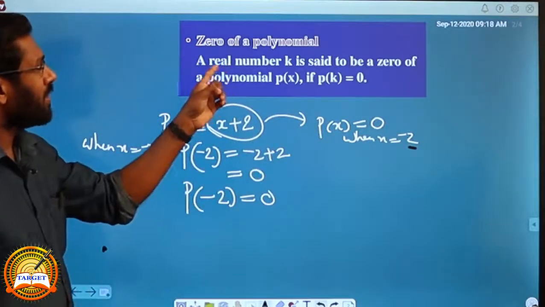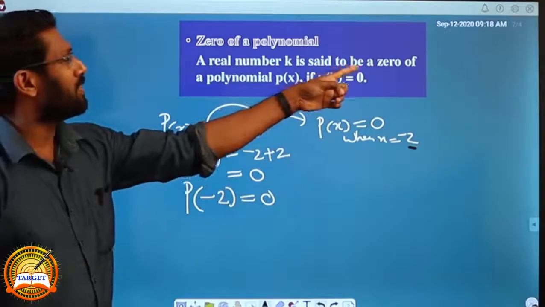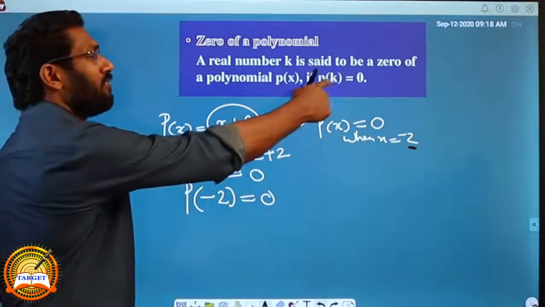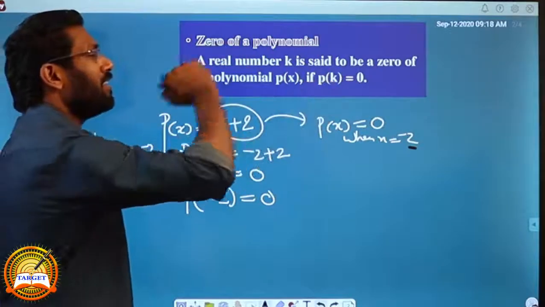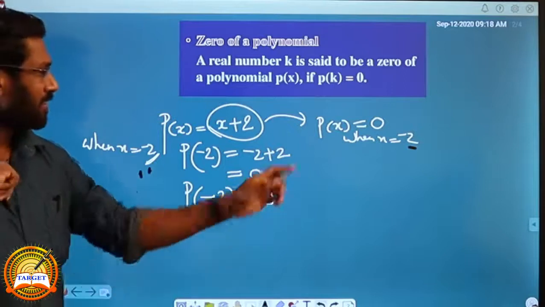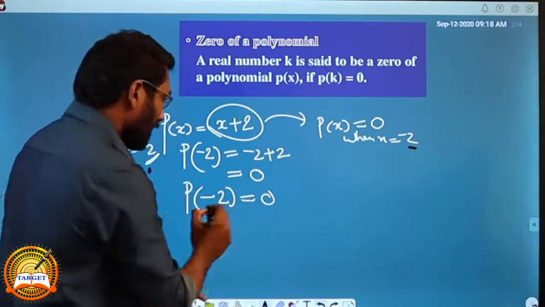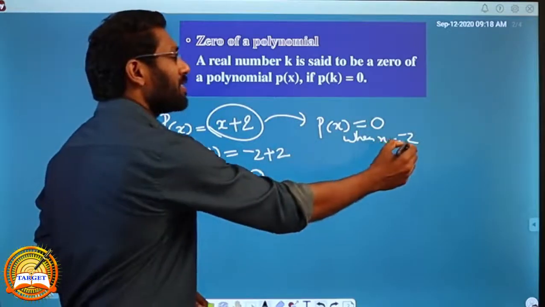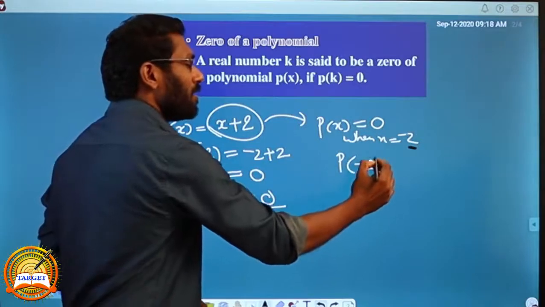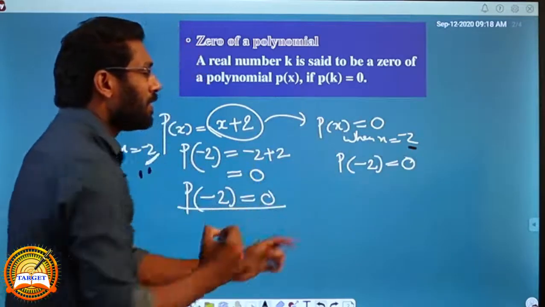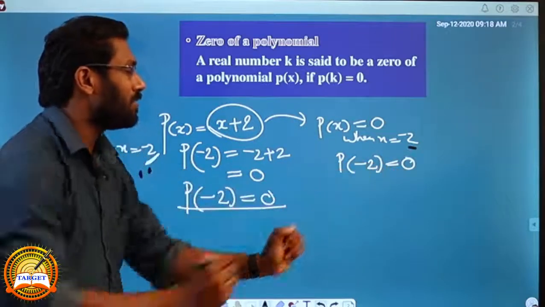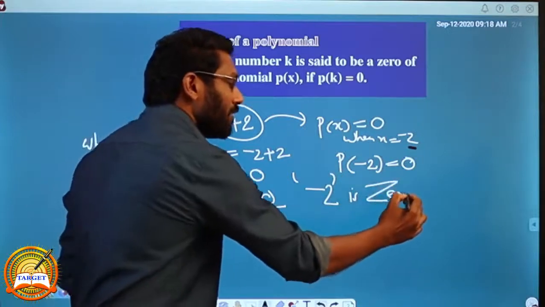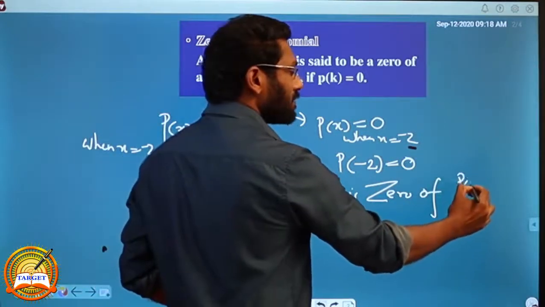So look at the definition once again. A real number k is said to be 0 of a polynomial p of x if p of k equals 0. If p of k equals 0, then k is called the 0 of the polynomial. Here p of -2 equals 0. When we give x is equal to -2, the polynomial's value p of -2 becomes 0. If p of -2 became 0, then we can say that -2 is 0 of p of x.